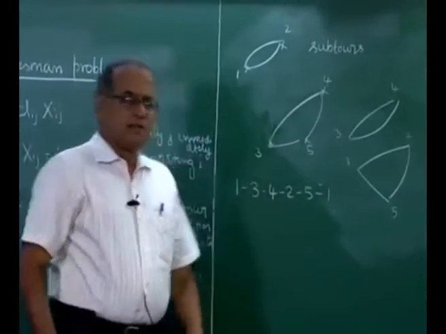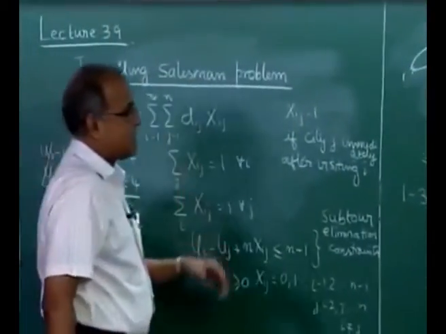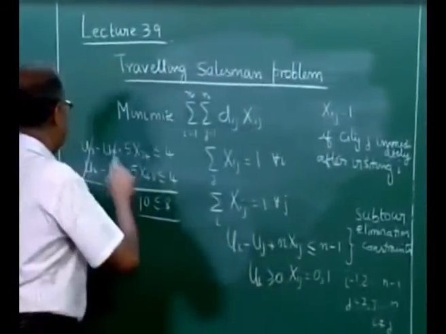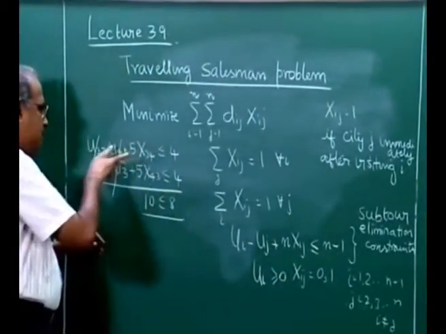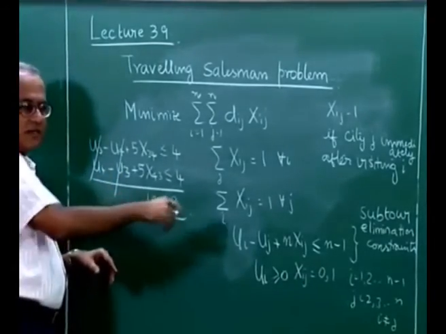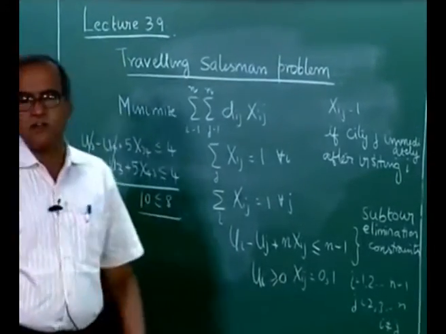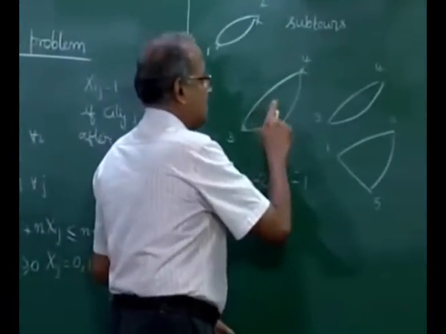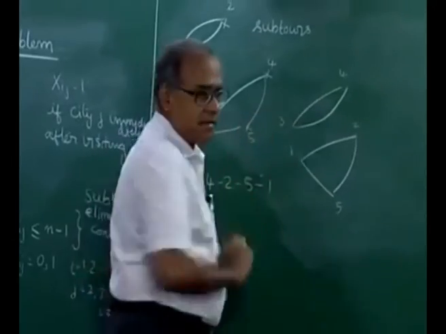automatically eliminated. The same thing will hold for any, for example, if we have 3, 4, 5, then there will be u3 minus u4 plus something, u4 minus u5 plus something, and u5 minus u3 plus something. So, vertically adding it will give us an inconsistent set. Therefore, all these subtours involving this and this are eliminated.